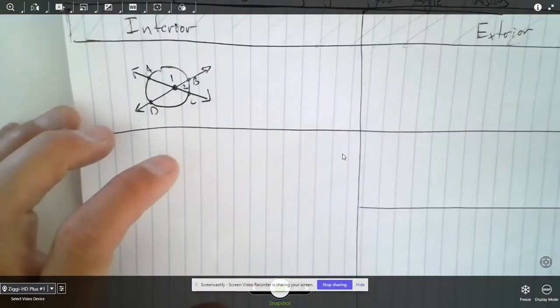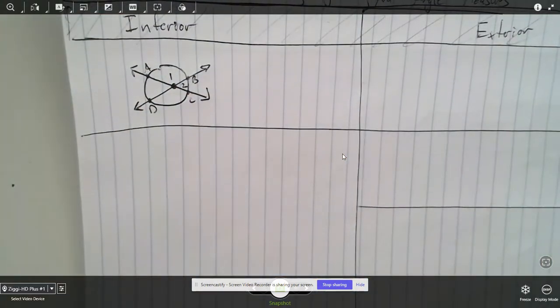Give me 1 second. I'm going to run away from my computer really quick to get another colored pen. So give me like 3 seconds.